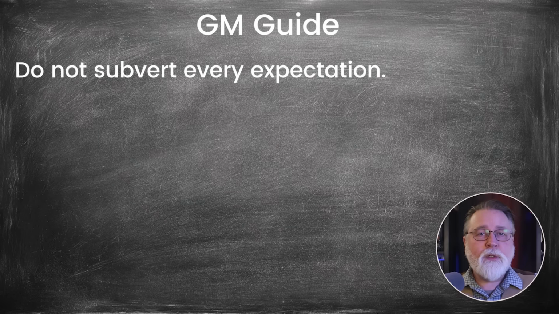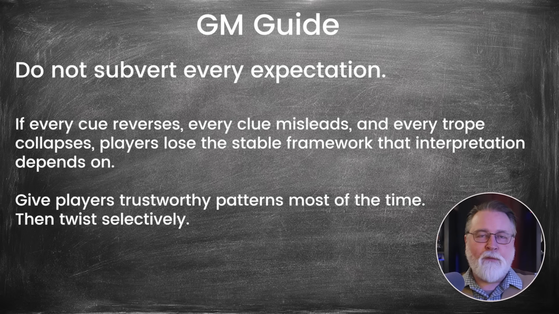Next, don't subvert every expectation. Schemas help players make sense of the world. If every cue reverses, every clue misleads, and every trope collapses, players lose the stable framework that interpretation depends on. Because schemas guide perception and prediction, a game with no reliable pattern becomes harder to read at all. Surprise works best when there is enough stability for expectation to form in the first place. So give players trustworthy patterns most of the time, then twist selectively.